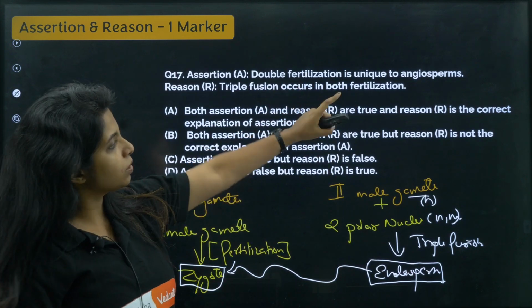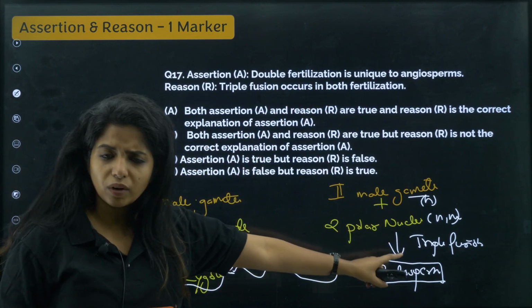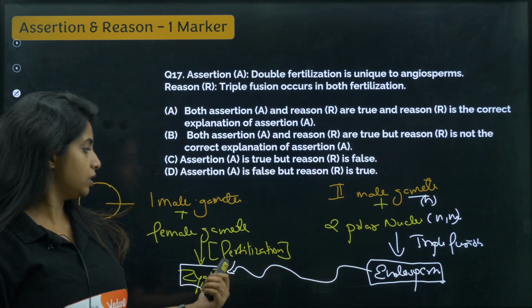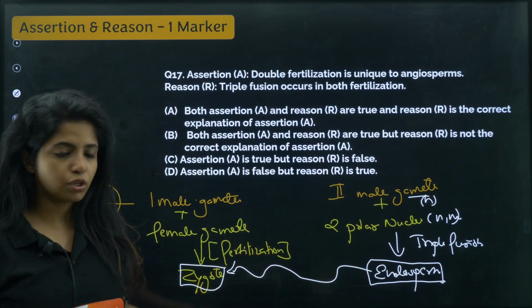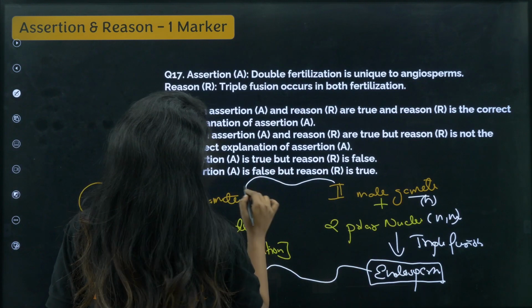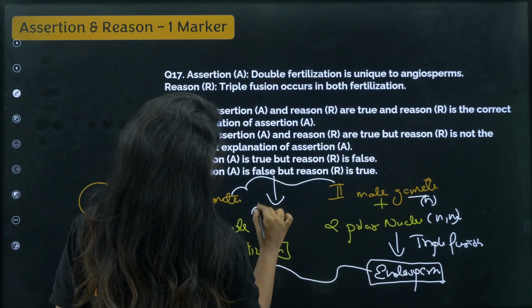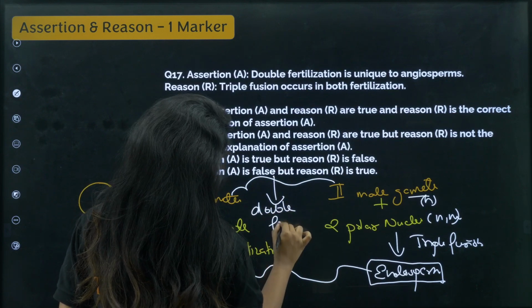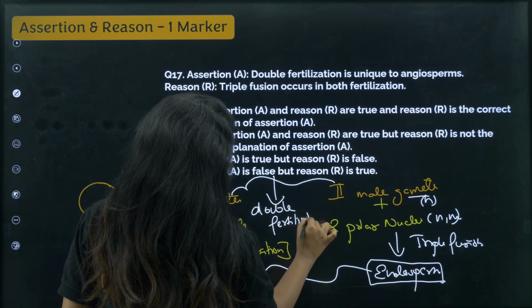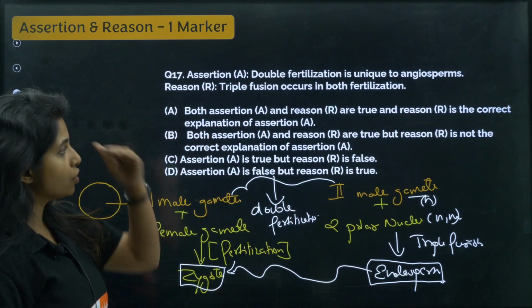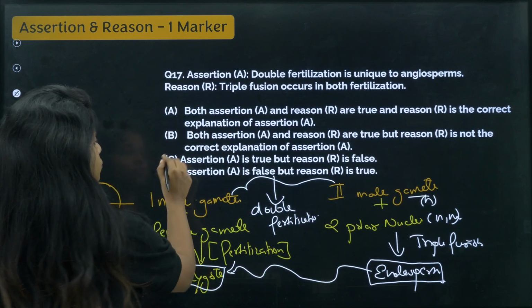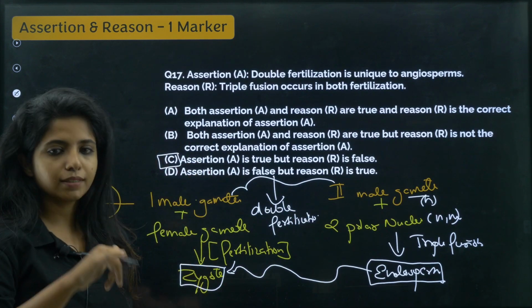Okay, so this is triple fusion. So does triple fusion occur in both fertilizations? No, it only occurs in one, which is why it is known as triple fusion. The other is known as syngamy, or just fertilization. Since the male gamete comes and fuses two times, you call these two processes double fertilization. So I'll say assertion is true, reason is false.